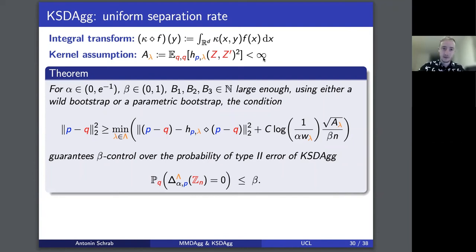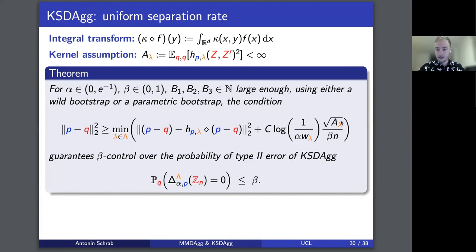So what can we say in terms of uniform separation rate? As a reminder, what is the uniform separation rate? Uniform separation rate is a condition such that if the L2 distance between P minus Q is greater than some delta, then we guarantee that we have beta control over the probability of type 2 error. So this really means that this guy here is a uniform separation rate.